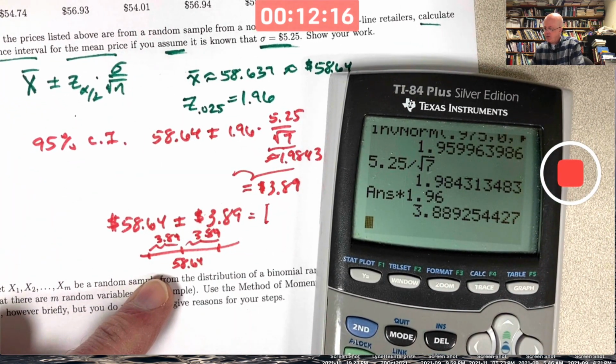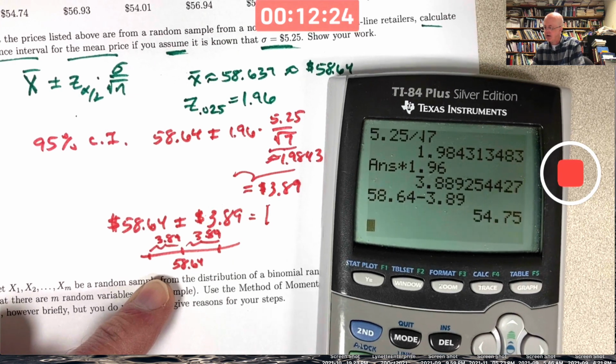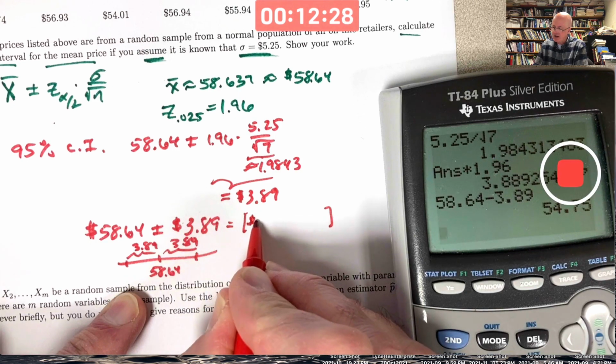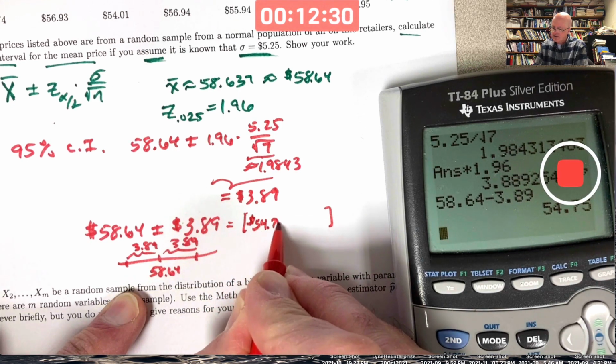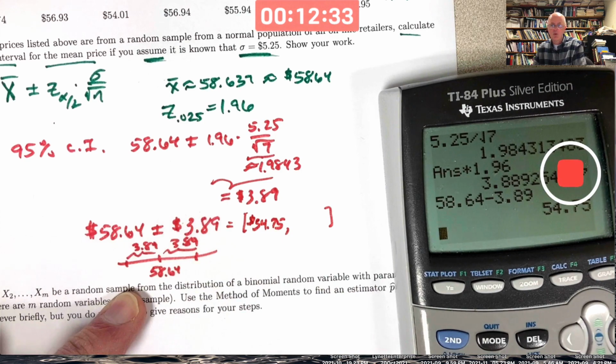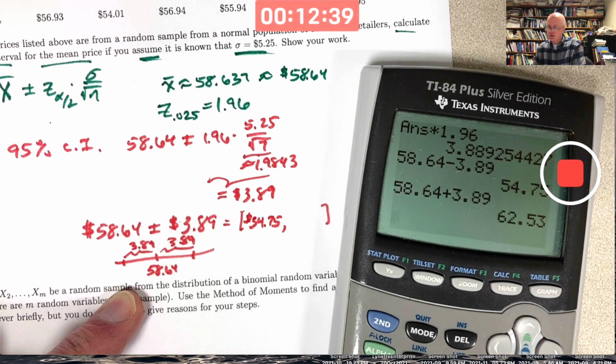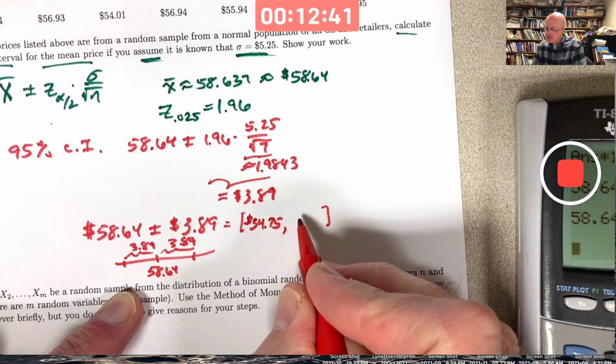So the left endpoint would be 58.64 minus 3.89, and maybe I should have kept more decimal places because in rounding too early this could lead to a small error, but I won't worry about it. 54.75 is the left endpoint, and the right endpoint is 58.64 plus 3.89, $62.53.